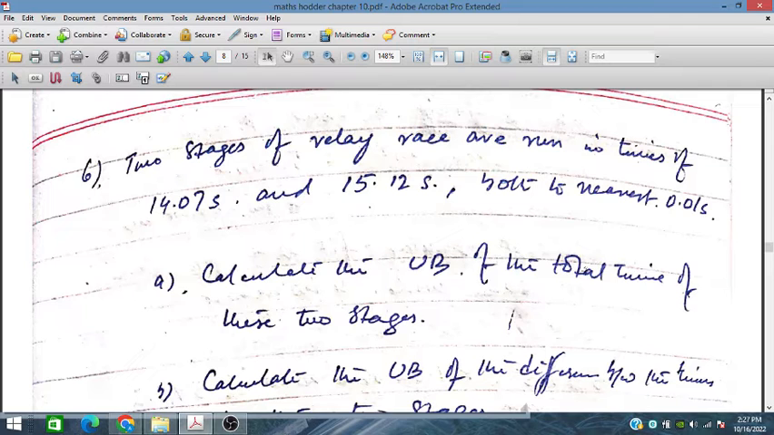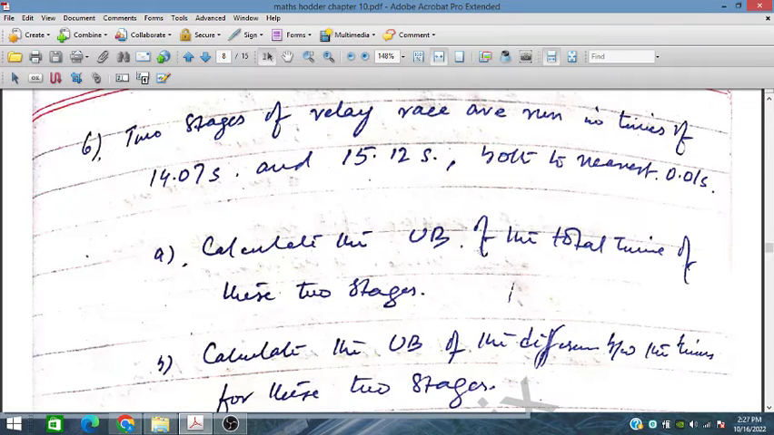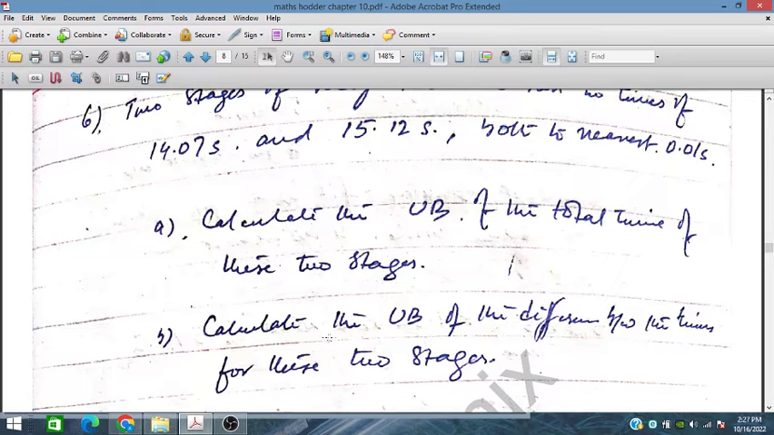Two stages of a relay race are run in times of 14.07 seconds and 15.12 seconds, both to the nearest 0.01 second. So consider the upper bound of the total time of these two stages. Then calculate the upper bound of the difference between the times for these two stages.